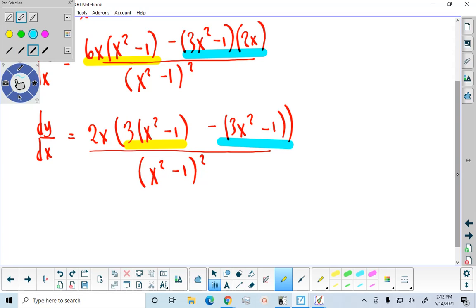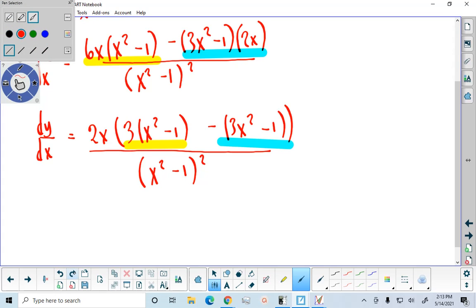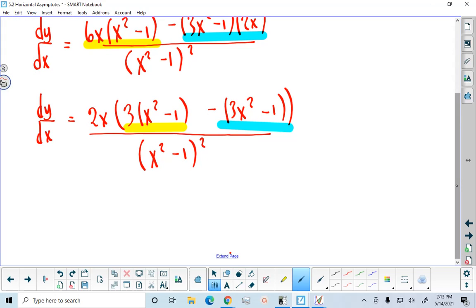Double checking, by multiplying this through and by multiplying this through, just to make sure I go back to the beginning. I would get 6x times x squared minus 1. I would get 2x times 3x squared minus 1. So that's all good. Any questions to that point with the derivative, everyone? All right.